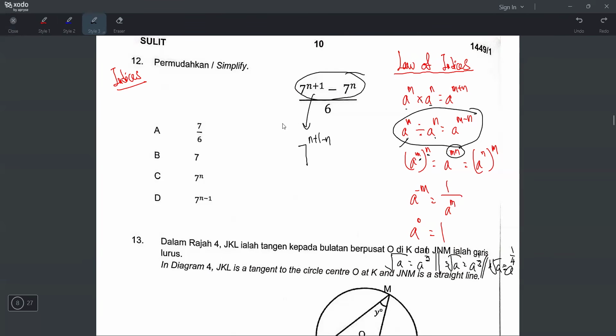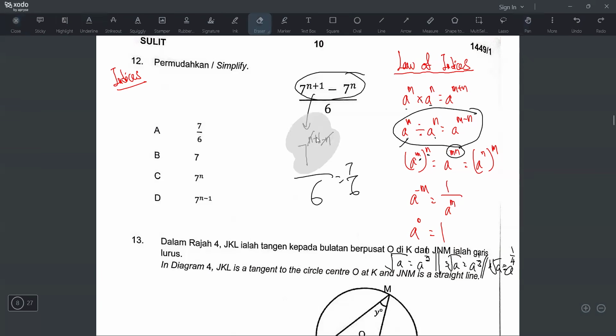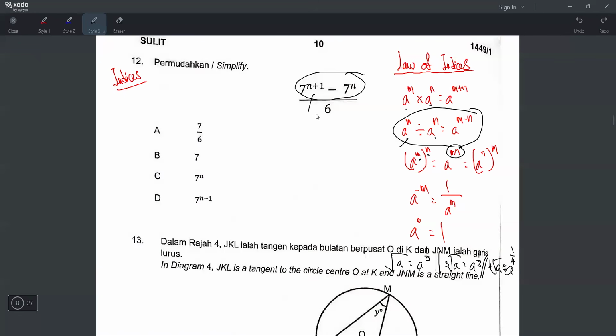Oh, by the way, if you do like that, you actually get an answer, because n minus n is 0, and then you get 7/6, and then you circle A, right? For those who circled A, you are wrong already. And the reason is very simple, because if this is divide, then it would be correct.